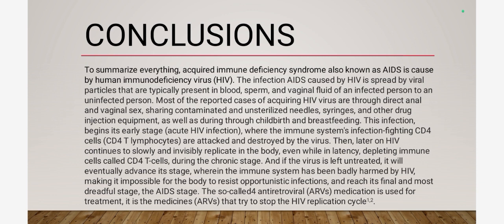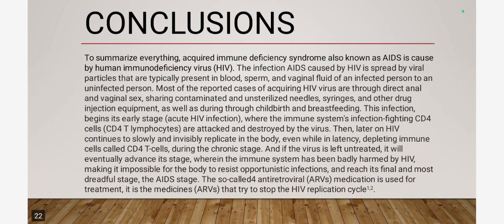This begins with its early stage, which is the acute HIV infection, where the immune system's infection-fighting CD4 cells are attacked and destroyed by the virus. Then later on, the HIV continues to slowly and invisibly replicate in the body, even while in latency, depleting the immune cells called CD4 cells during the chronic stage. And if the virus is left untreated, it will eventually advance to a stage wherein the immune system has been badly harmed by the HIV, making it impossible for the body to resist opportunistic infections, and reach its final and most dreadful stage, which is the AIDS stage.